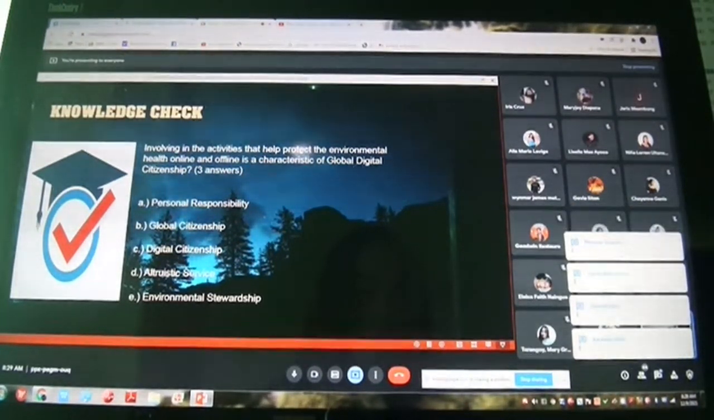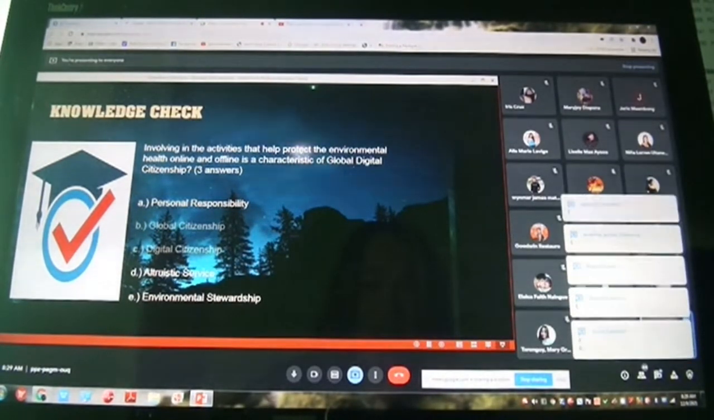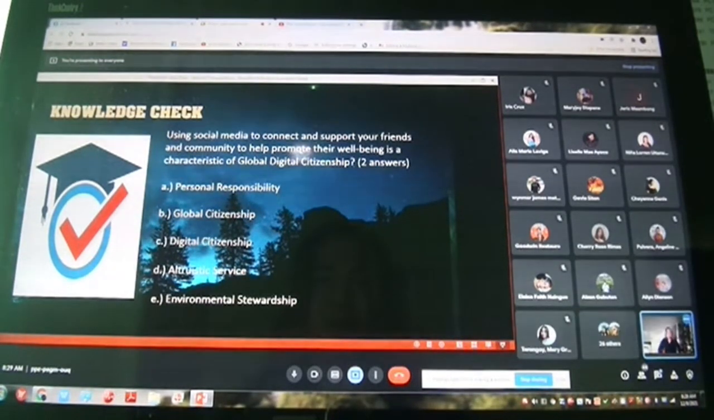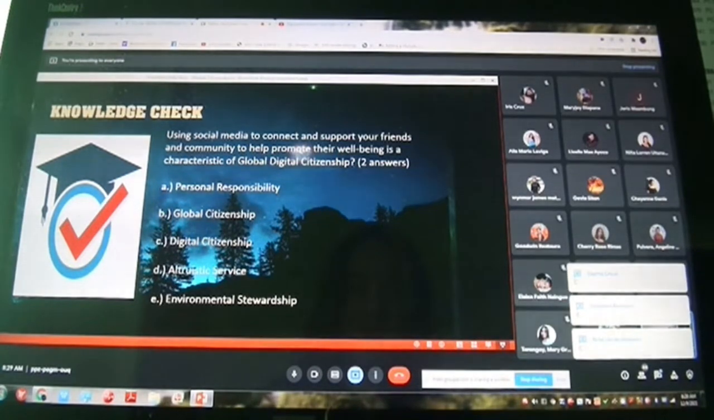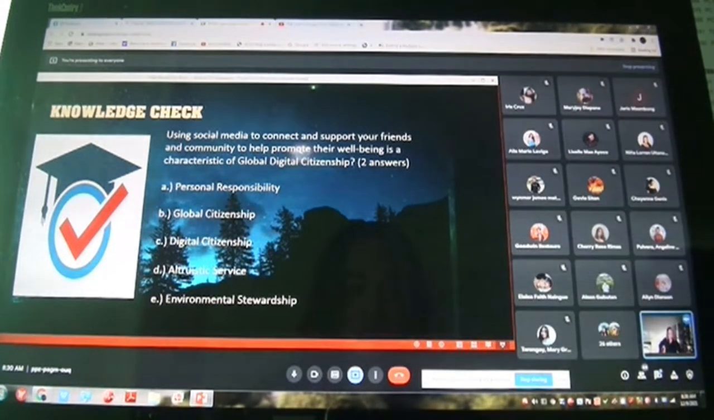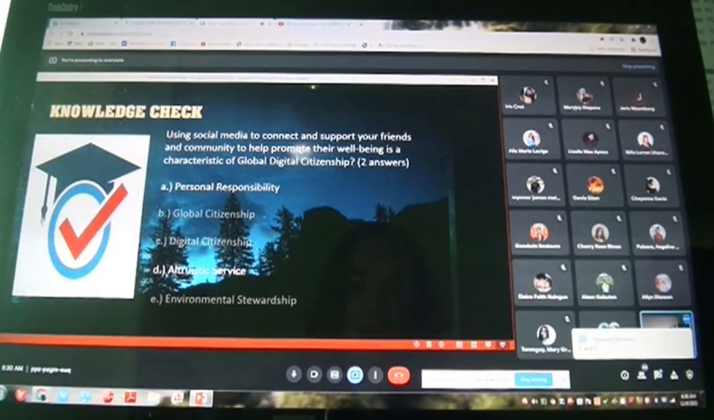Very good. And the answer is letter E, environmental stewardship. Next. Using social media to connect and support your friends and community to help promote their well-being is a characteristic of global digital citizenship. There will be two answers. And the answers are personal responsibility and altruistic service.